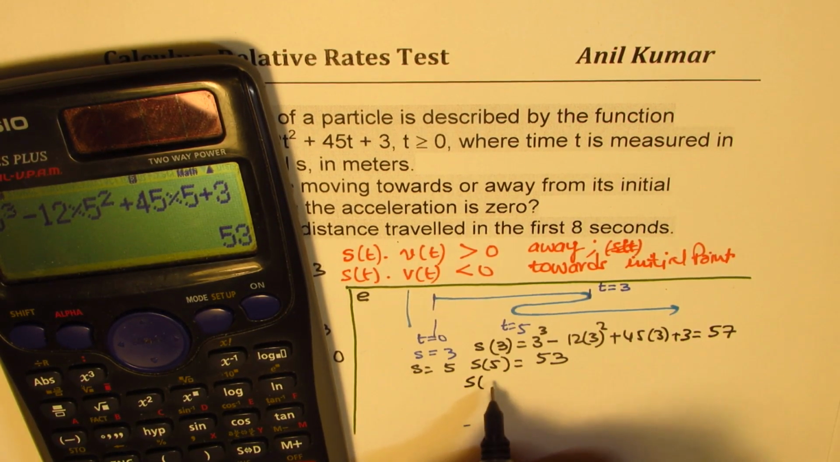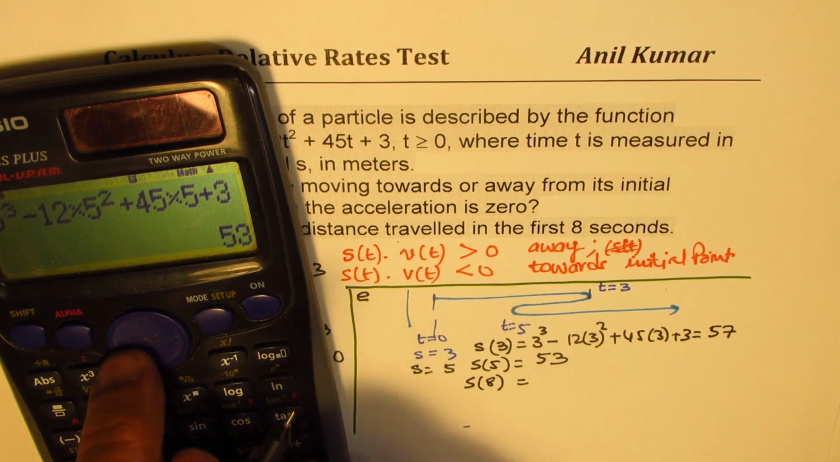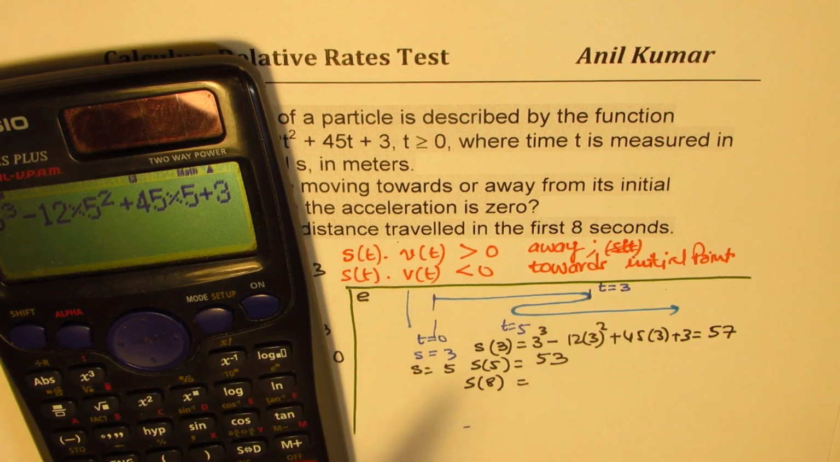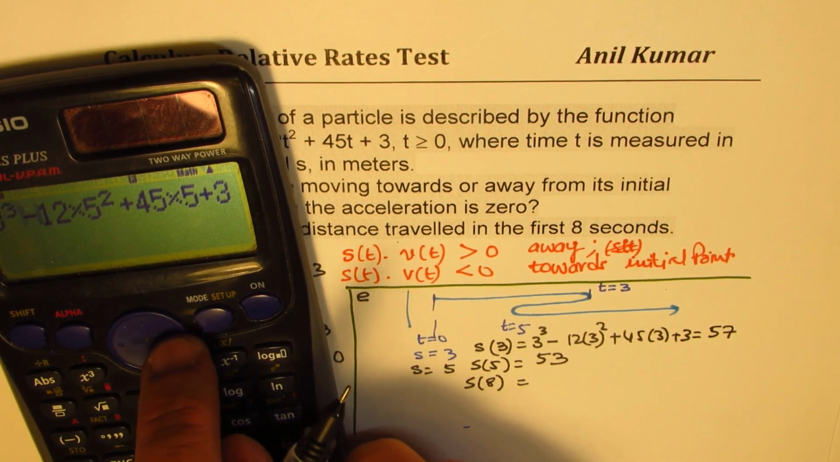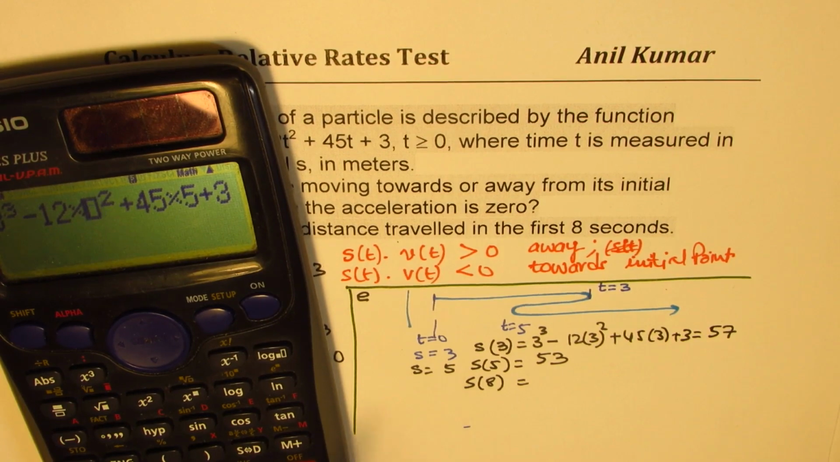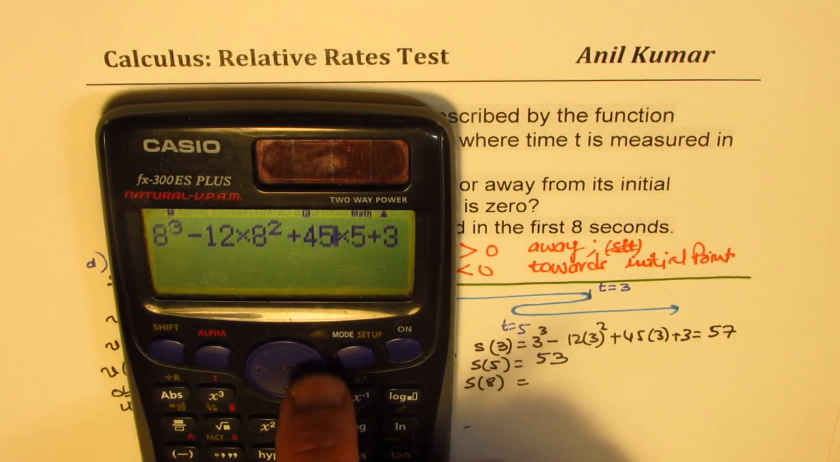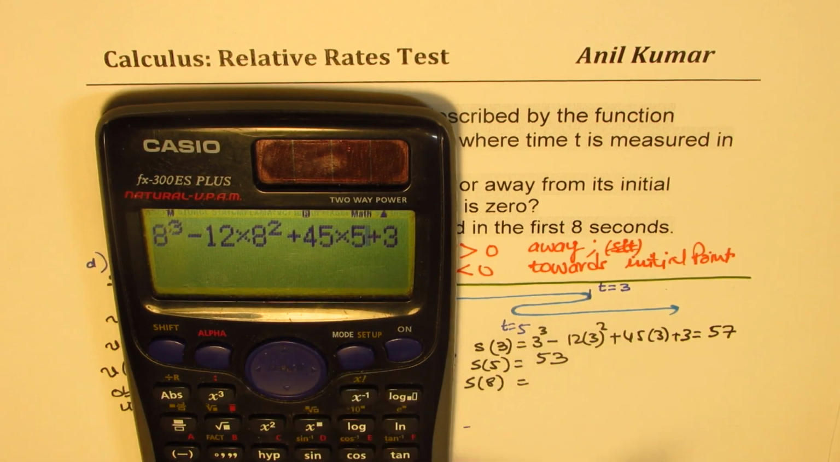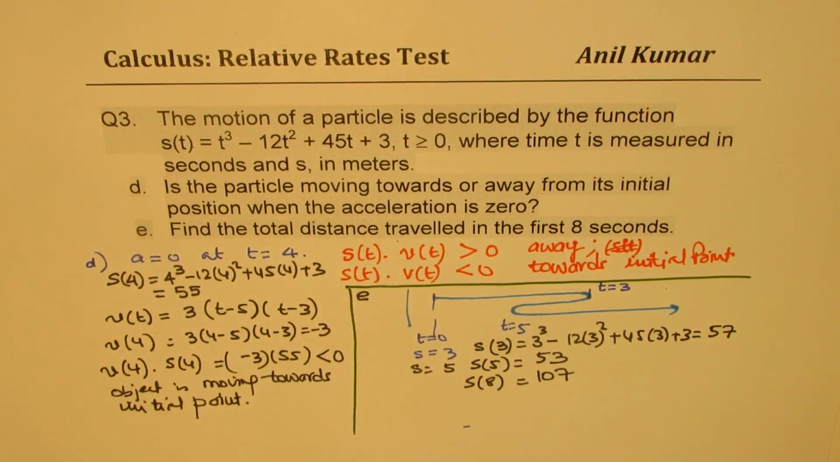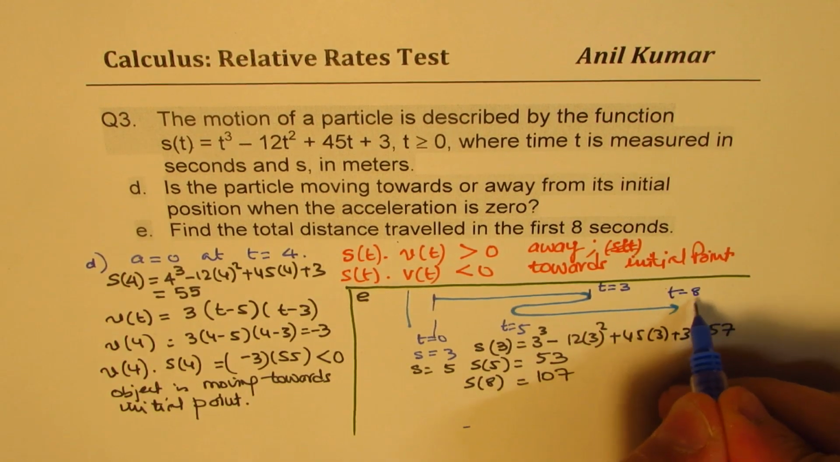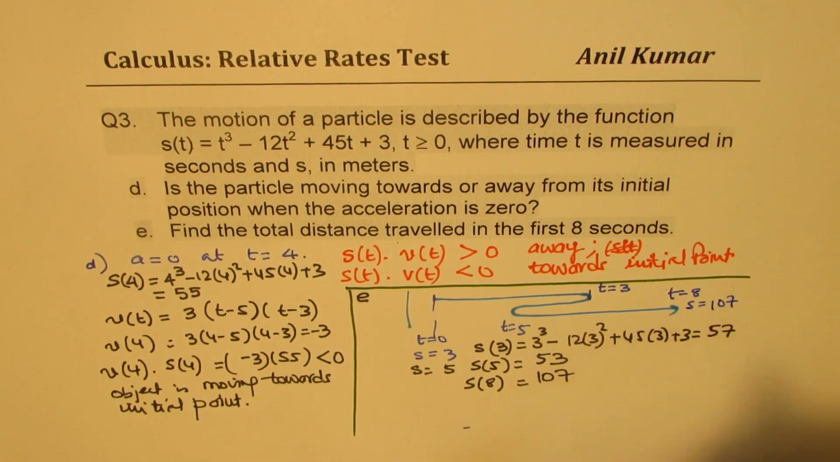Now at t equals 8, what is the position? We'll again replace 5 with 8. So the displacement at t equals 8 is equal to, we're changing 5 to 8. I hope you understand what I'm trying to do. The figure is there in the calculator, so I'm just changing 5 to 8. We get 107 here, okay? There could be calculation errors, but you should do these calculations on your own. So at t equals 8, we get s equals 107.